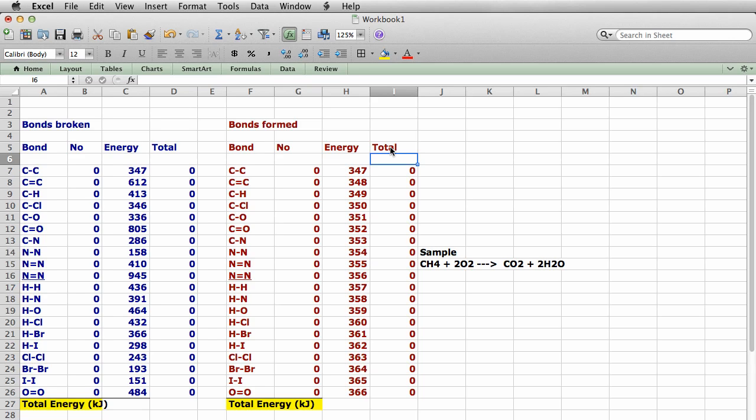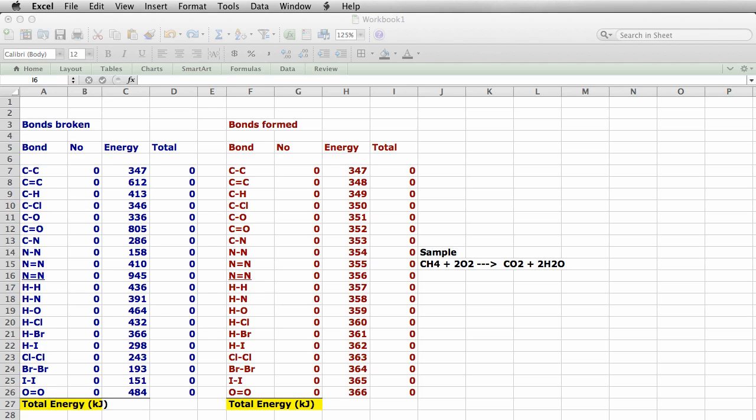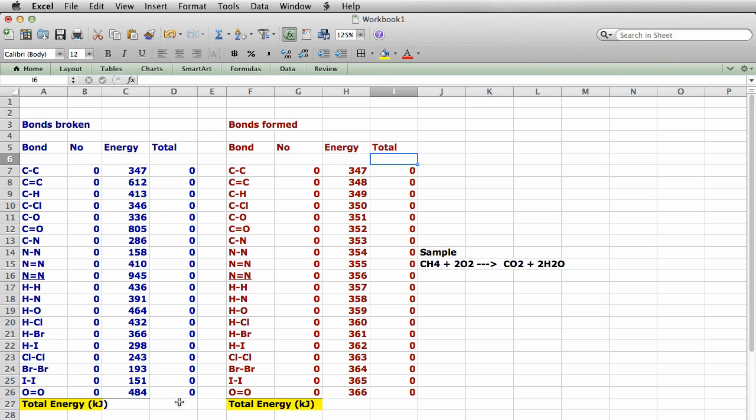So, well, this is nice, but we haven't really calculated total energy in and total energy out from the system. So we can do that by simply finding out what the values are for this column here. In other words, column D is going to give me the total for all the individual bonds that are broken, and collectively we can get them for the whole column.